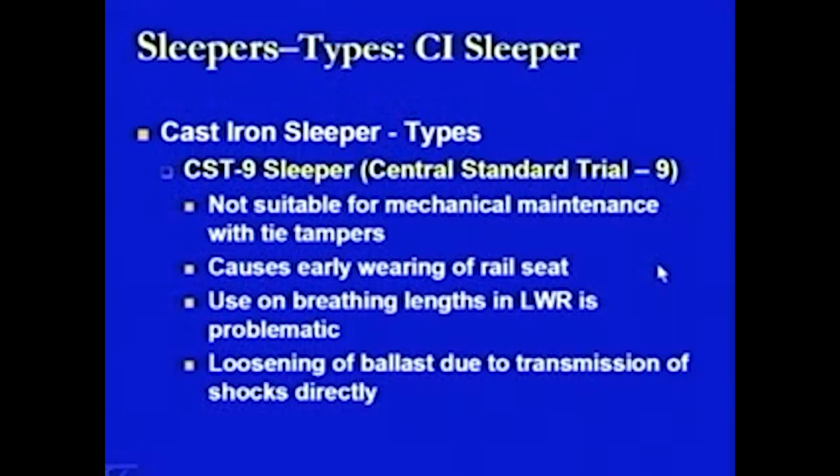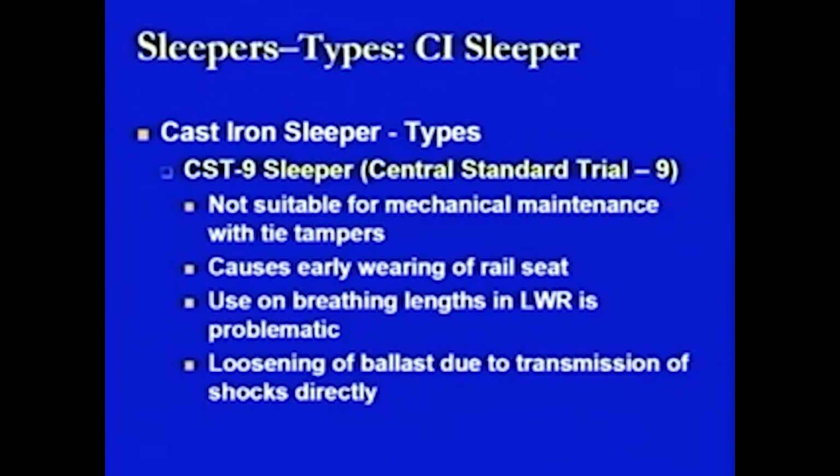Further, in this case of CST9 sleeper, they are not suitable for mechanical maintenance with tie tampers. This is again because of its design, because of the different types of fastenings or fixtures which have been used. That is why mechanical maintenance cannot be done, where tie tampers are used. They are mechanical, automatic sort of devices, and they can do the maintenance by themselves, but in the case of the CST9 it is not possible.